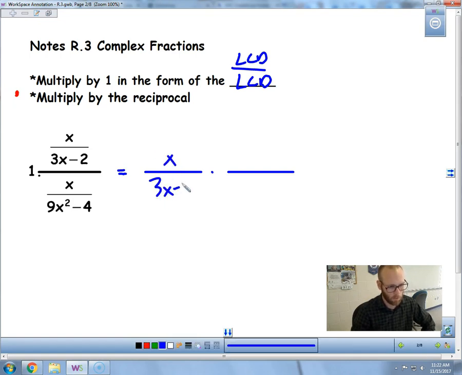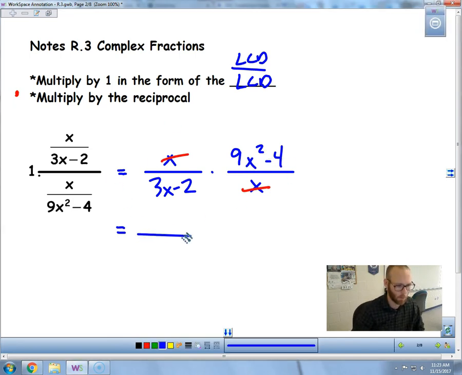Over 3x minus 2 times, now we're changing this division to multiplication, so we need to flip this one: 9x squared minus 4 over x. Now I want to simplify this if I can. Right away I'm going to notice the x's cancel. I also notice that I can factor that numerator.